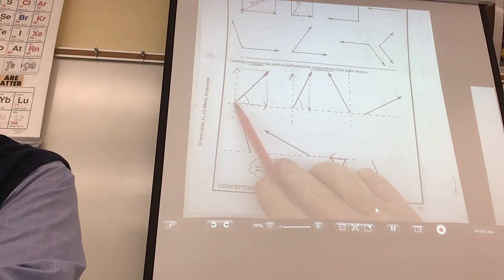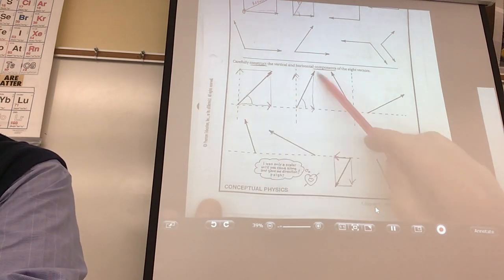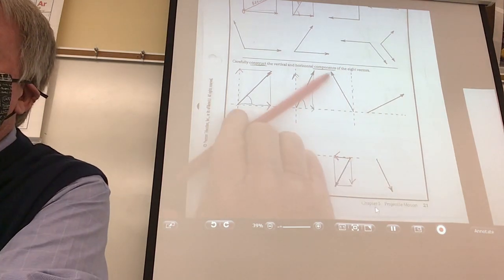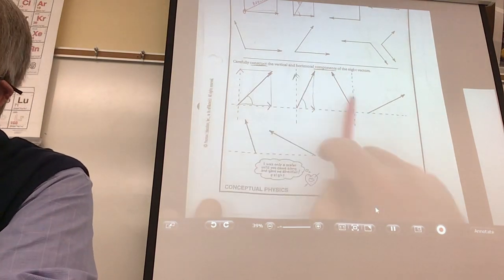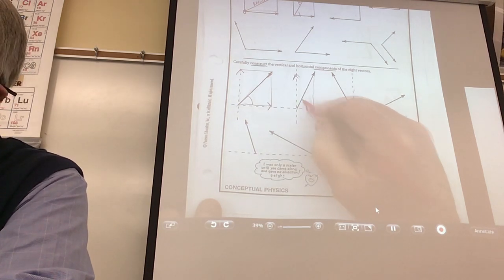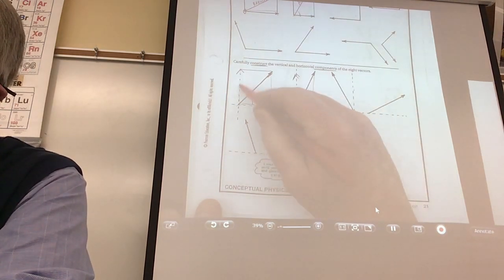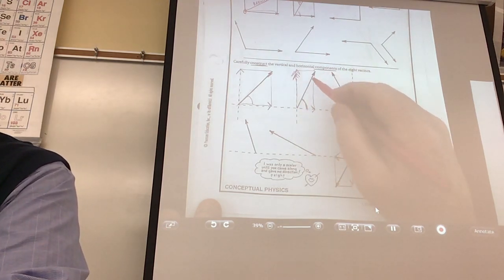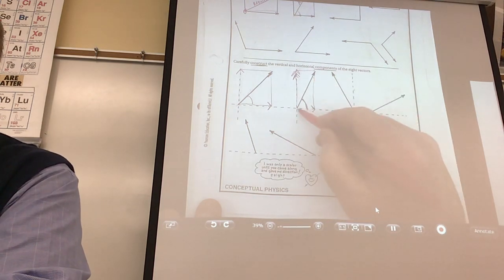Can you take a look at this vector here and this vector here? They're the same size, aren't they? But what happens when I start tilting that vector at a higher angle? What happens when this angle becomes a greater angle? What happens to this component? What happens to that component? It gets bigger, doesn't it? And what happens to this component?